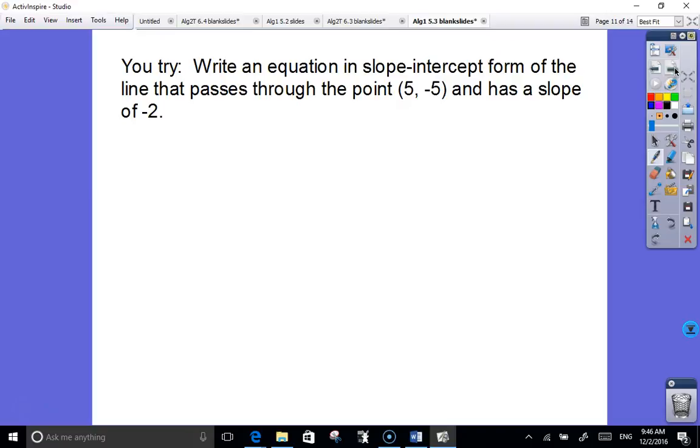Wait, do we solve for y? Yeah, now solve for y.